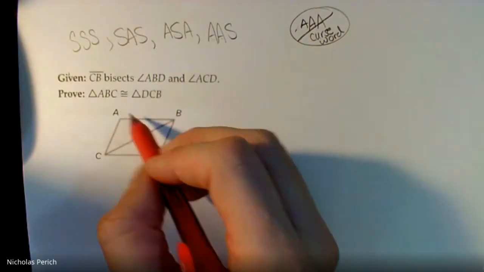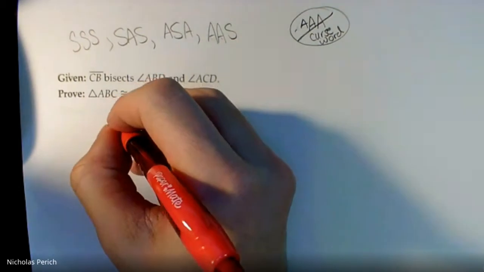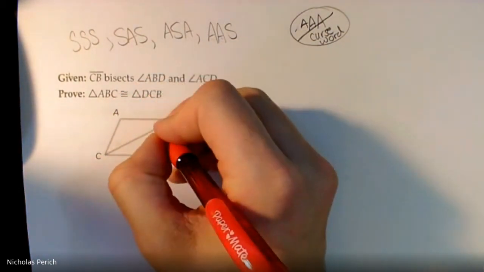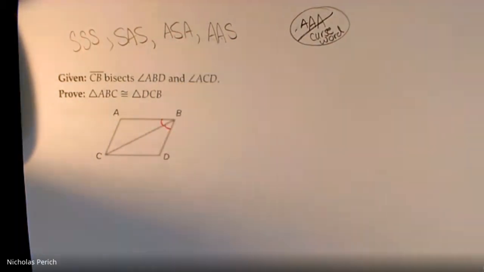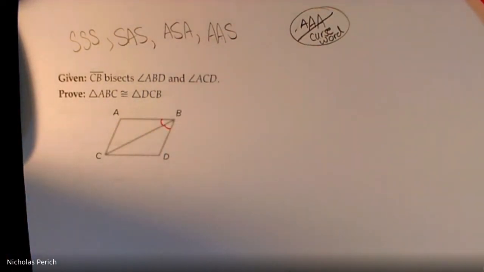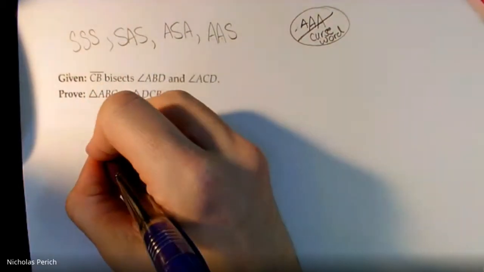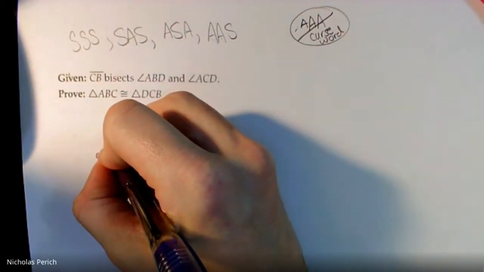So it's going to take ABD. So if CB bisects ABD, then this angle and that angle are the same. Okay? Make sense? It should. By the way, CB also bisects ACD. So those guys are the same. Make sense?